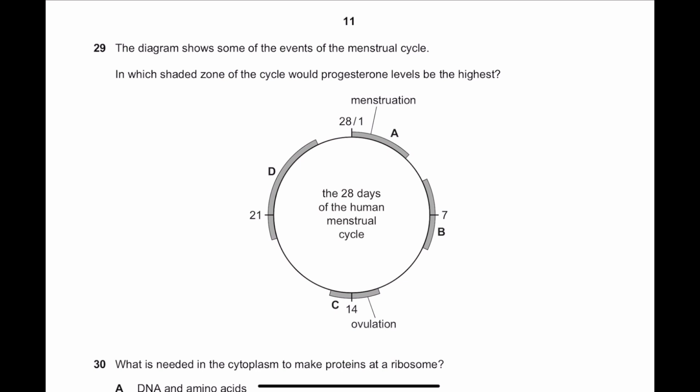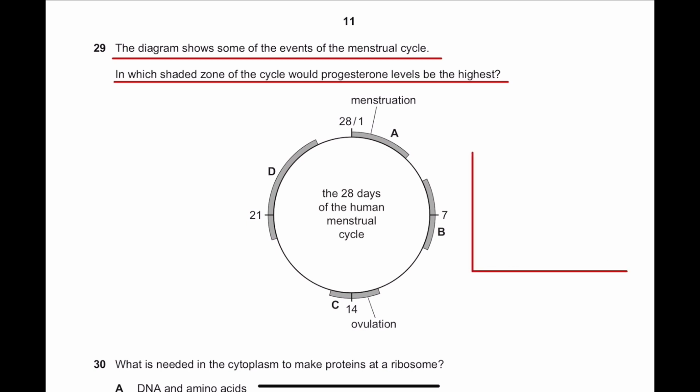Number 29. The diagram shows some of the events of the menstrual cycle. In which shaded zone of the cycle would progesterone levels be the highest? So let's talk a little bit about the menstrual cycle. So menstrual cycle on average lasts for 28 days. So there's ovulation happening at day 14 usually. So it's on average. Of course, people are different, so it can be different in many people.